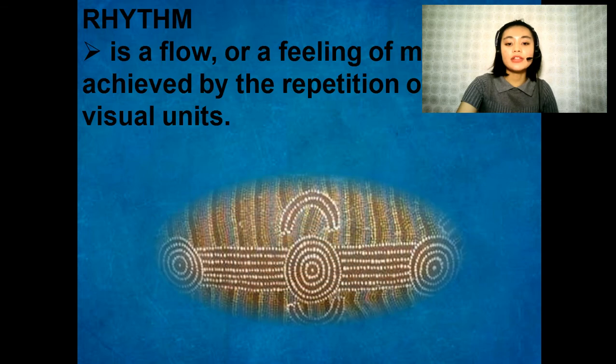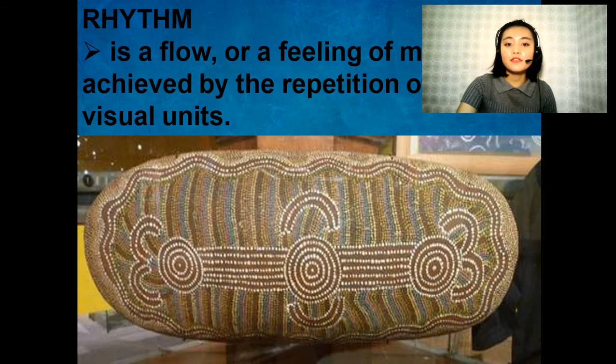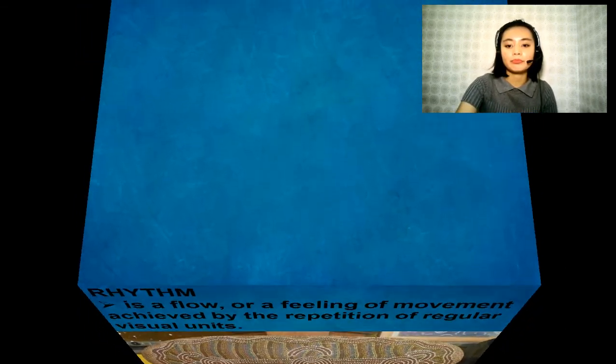Next is we have rhythm. When we say rhythm, this is a feeling of repetition of pattern in visual units. So, pagka meron kayo napapansin na pattern sa isang artwork, ibig sabihin, meron siyang rhythm. Yung rhythm kasi, yung paulit-ulit yung nakikita yung element na yon or paulit-ulit yung nakikita yung item na yon. Kaya siya nagkakaroon ng rhythm. Okay? So, again, the feeling of repetition.